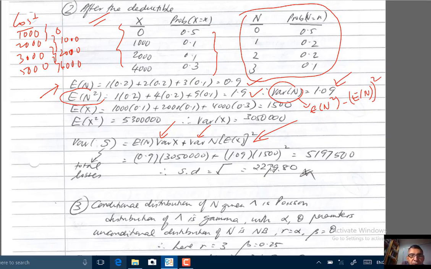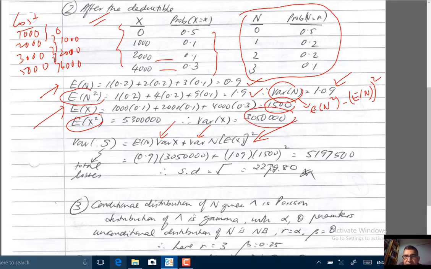Now, do the same thing for the expected value of X. 1,000 times 0.1, 2,000 times 0.1, and 4,000 times 0.3. The expected value of X is 1,500. Expected value of X squared, same idea, except we are doing second moments. And then using the same formula, expected value of X squared minus expected value of X whole thing squared, you can get the variance of X.